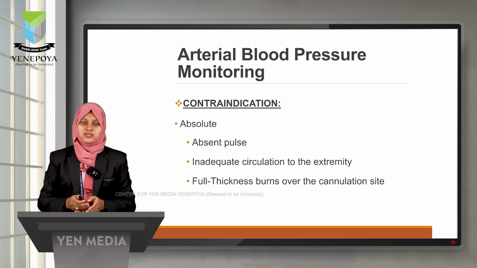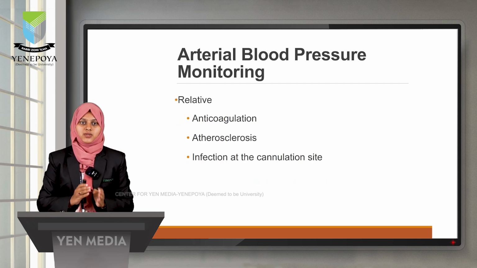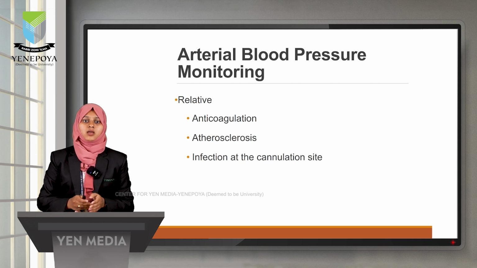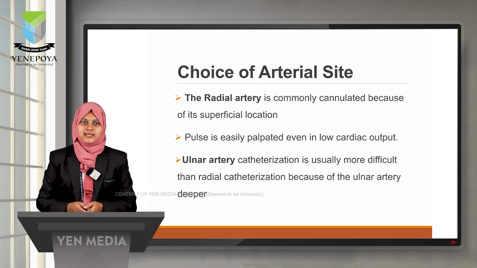And the contraindications are of two types, absolute and relative. Absolute contraindications are absence of pulse, inadequate circulation to the extremity of the hand, and full thickness burn over the cannulation site. If there is any of these, we can't do arterial cannulation. And the relative contraindications are anticoagulation, when the patient is on anticoagulation therapy, atherosclerosis, and infection at the site of cannulation.